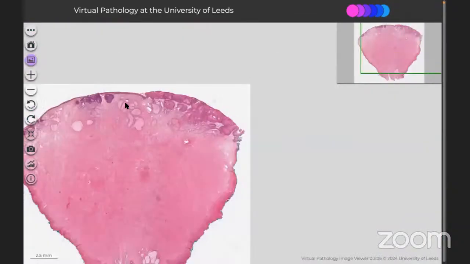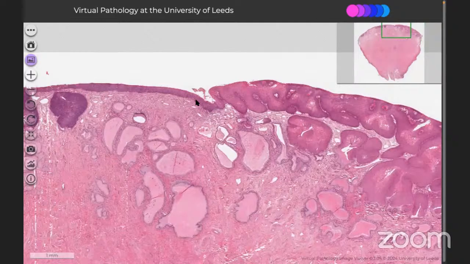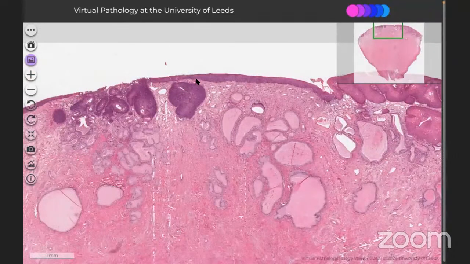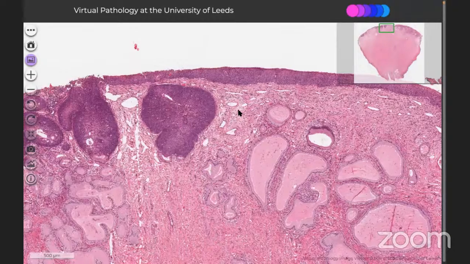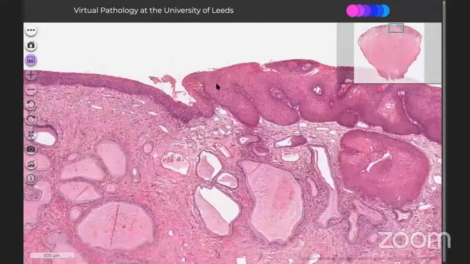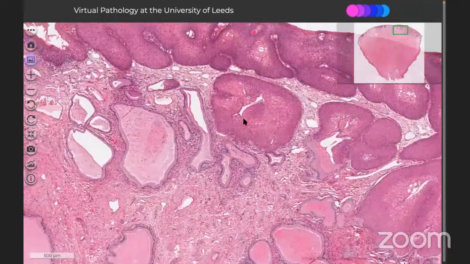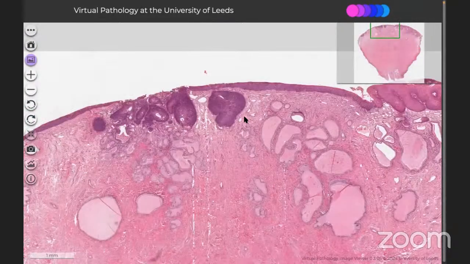This looks different from the more basaloid looking area over here. So condyloma is the exophytic lesion happening over here, and this is the area of CIN. So this is a mixed diagnosis or dual pathology. You need to mention both. You cannot leave out the condyloma or the exophytic area. And you say that you will do further leveling just to exclude any area of deeper invasion.